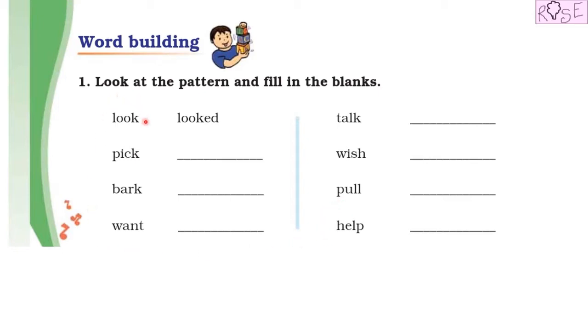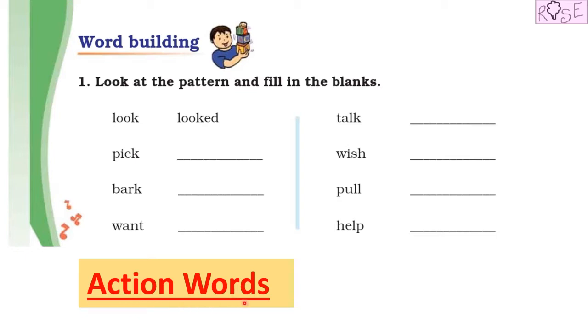Oh, so all these words are showing an action. Yes, so all these words are an action. They are action words. To look is an action. To pick is also an action. To bark is an action. To want is also an action. All these words are also some action words.